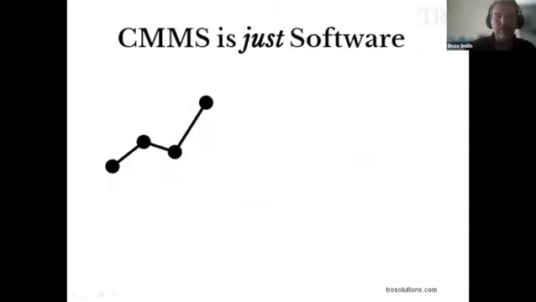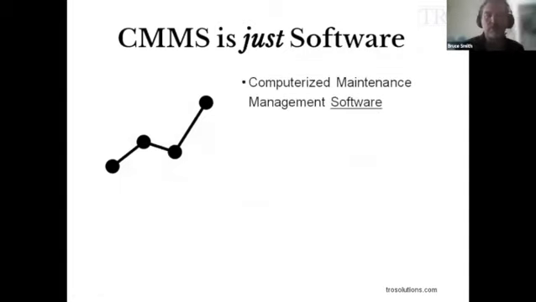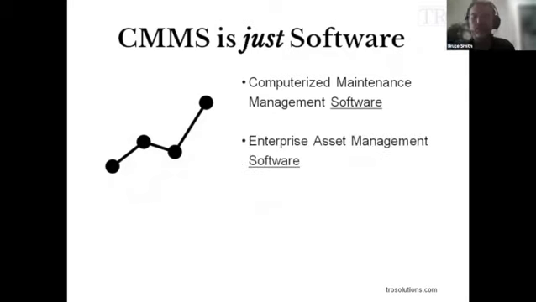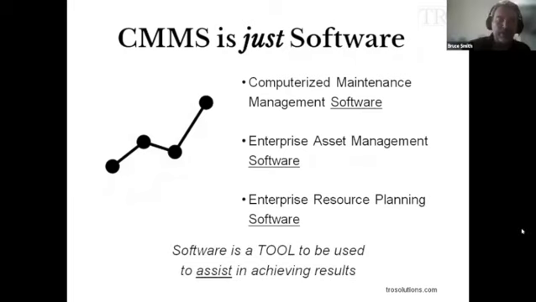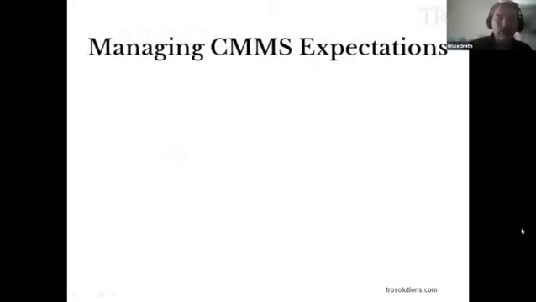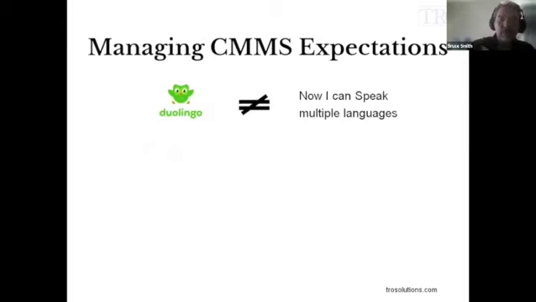And like we say, CMMS, computerized maintenance management software, whether it's asset management software or resource planning software, should be a tool, one of many tools as part of an effective maintenance program. So when we look at managing expectations of this tool, we can compare it to a number of other tools, like for instance, a piece of software called Duolingo. You buy this software, you can expect you're going to be able to speak multiple languages.